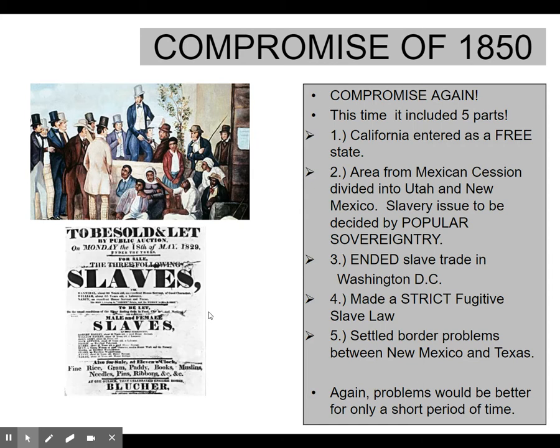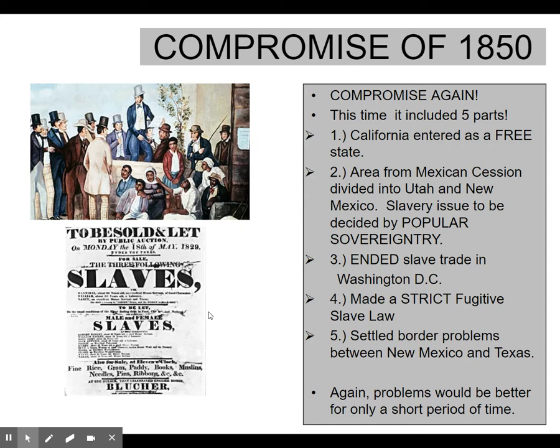The third part of the Compromise of 1850 was that it ended the slave trade in Washington, D.C. This pleased the North, and the reason is a lot of people didn't feel that the capital of our country was a good place for slave auctions to occur. It was embarrassing, it wasn't moral, and so they wanted it to be abolished. The fourth part was that it made the Fugitive Slave Law, which already existed, more strict, and we'll get to that in a second.